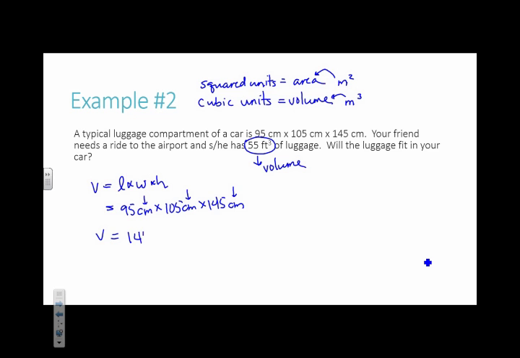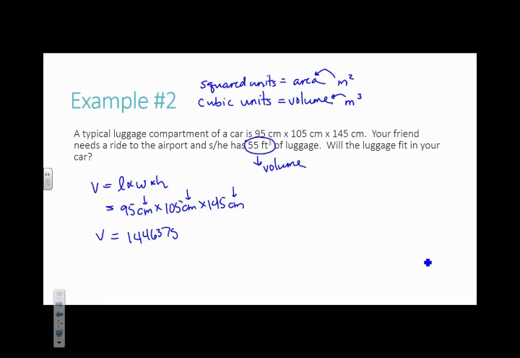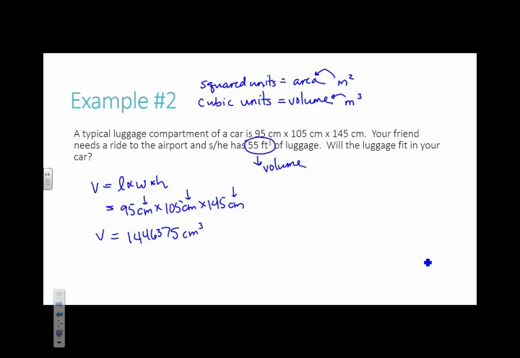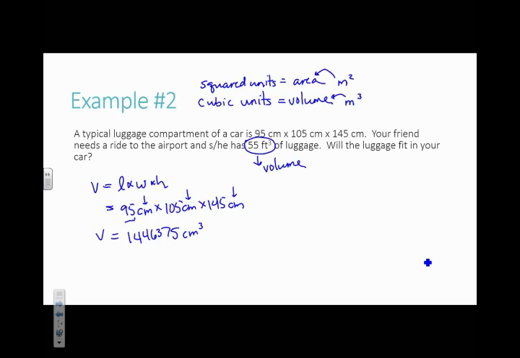I get 1446375 centimeters cubed. Now I'm not checking significant figures yet because I'm not done with the problem, but I am sort of thinking two sig figs here, so I eventually will only have two sig figs in my answer.